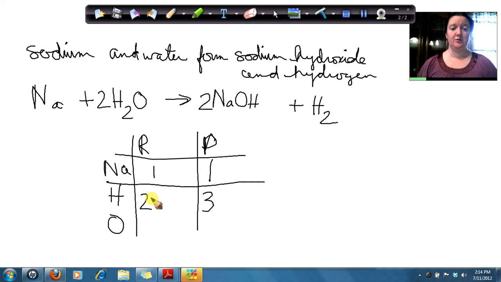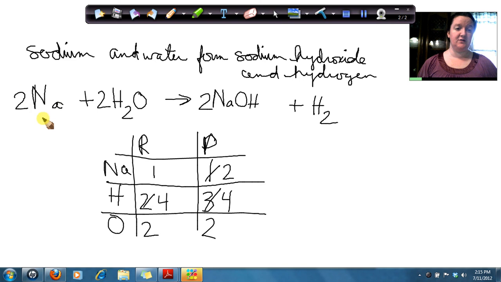So here we're going to have 4 hydrogens, and here I'm taking 2 hydrogens plus 2 more hydrogens to make us 4 hydrogens. Here I'm going to have 2 oxygens, and over here I also have 2 oxygens. And if I look at the beginning, here I also have 2 sodiums now, so I need to go back and change this to a 2. So now I have 2 sodiums there. So what I have is 2 sodium plus 2 water forms 2 sodium hydroxide plus 1 hydrogen gas.